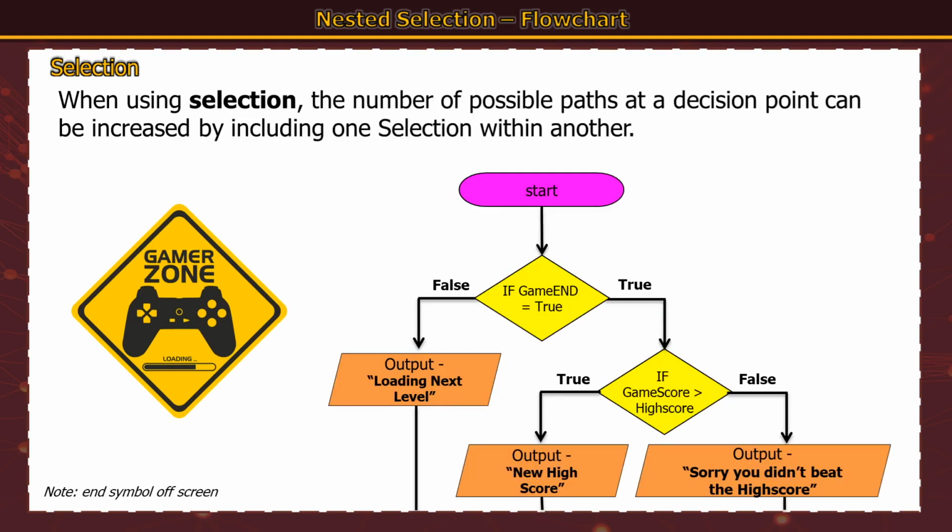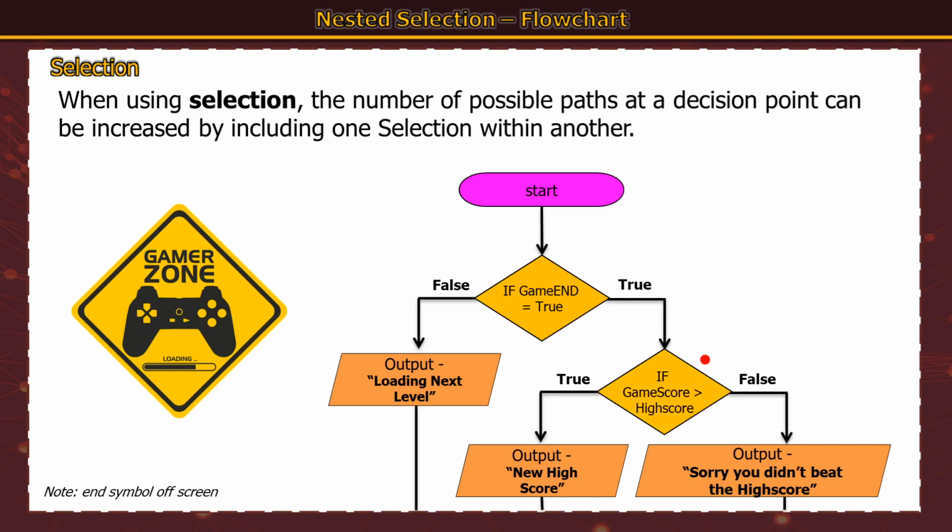Let's step through part of the flowchart to see how it works. The program starts at the start point. It comes down to the first selection. If game end equals true, it's basically checking if the game has come to an end. There are two paths the program can take here, the false path or the true path. If the game hasn't ended, it would go down the false path and print out "loading next level". However, if the game had ended, it would have gone down the true path and landed at the nested selection.